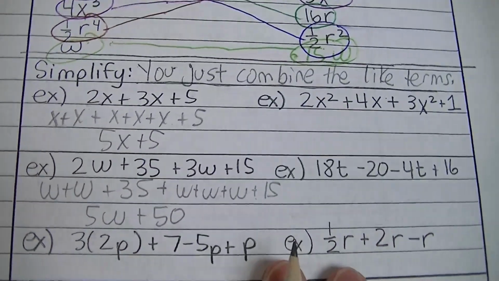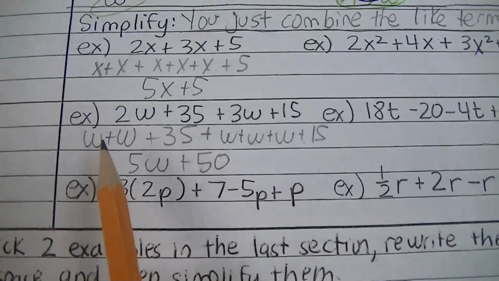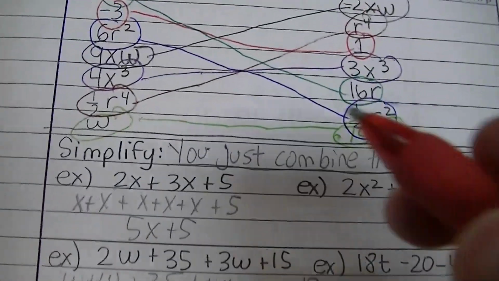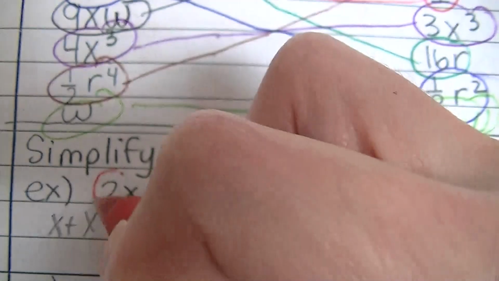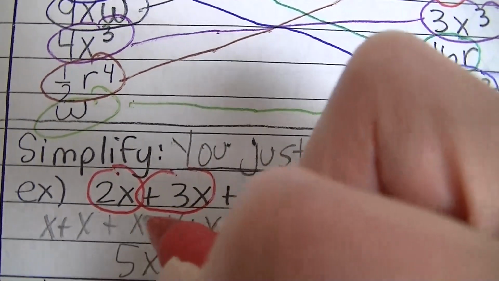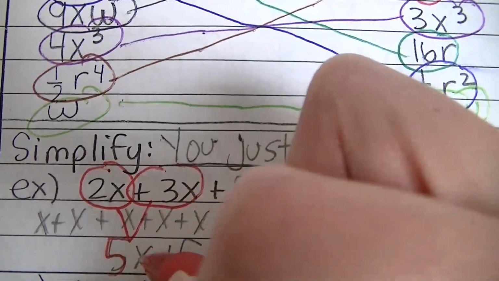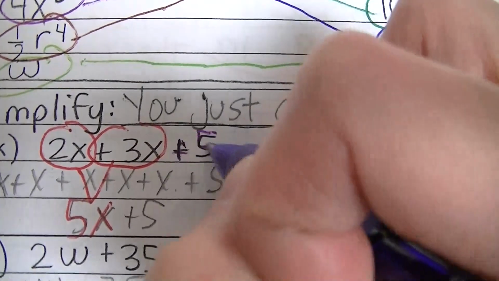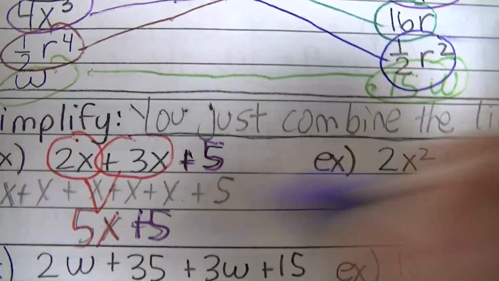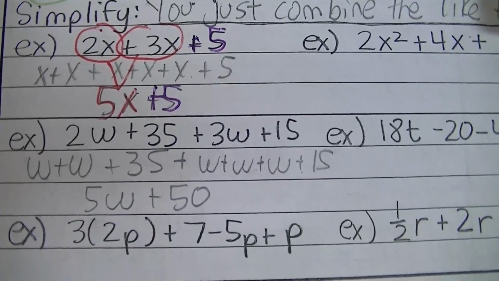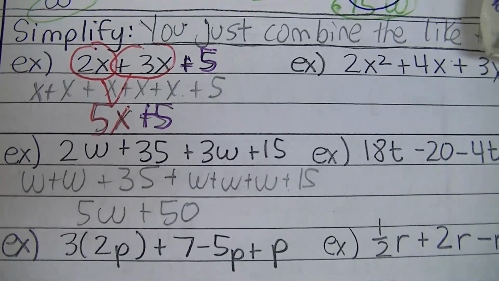All right, so I'm going to show you a way to do this instead of expanding it all out. And what I typically would do is I would just circle the like terms, and also don't forget the symbol in front of it. So I see 2x plus 3x, and that's 5x. Okay, and then just bring down that plus 5, because it does not have a like term. So that's it, okay?